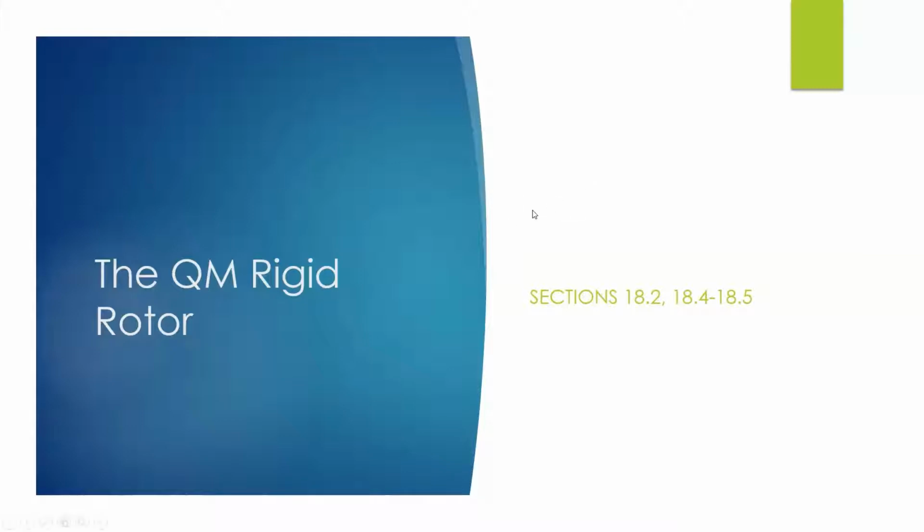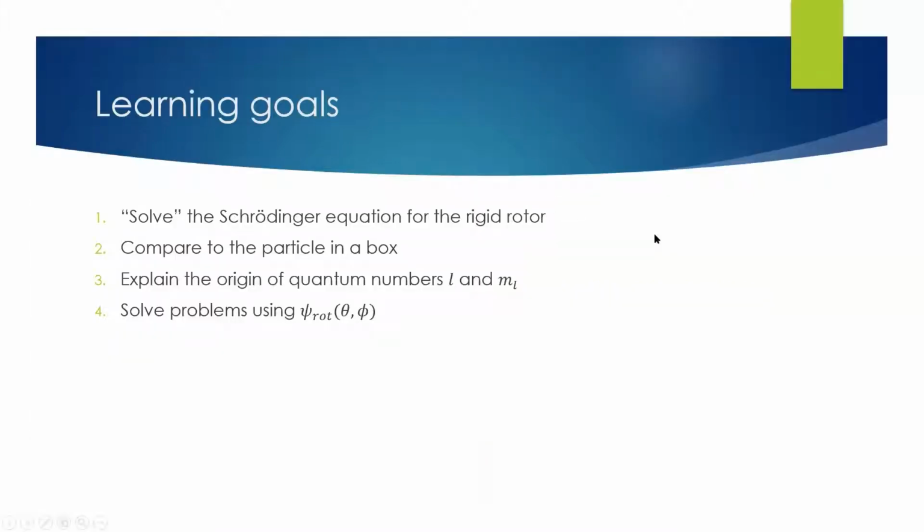So the learning goals for today are going to be just like last time. We're going to solve the Schrodinger equation for the rigid rotor instead of the harmonic oscillator. In some ways, this solution is going to be simpler, and in some ways, it's going to be much more complex, mainly because we have to deal with multiple dimensions, unlike last time.